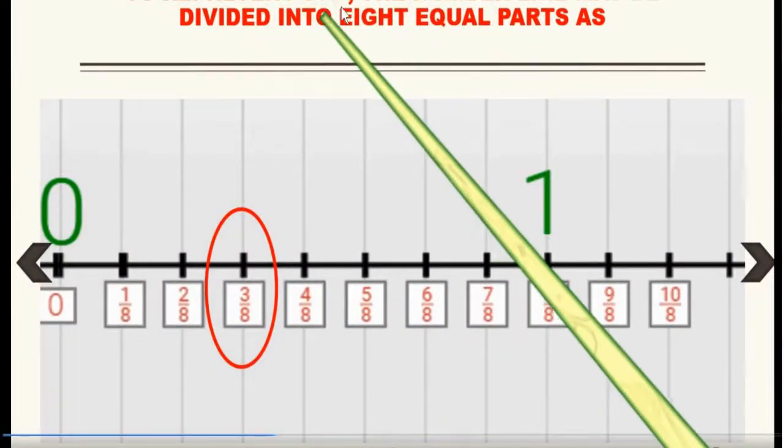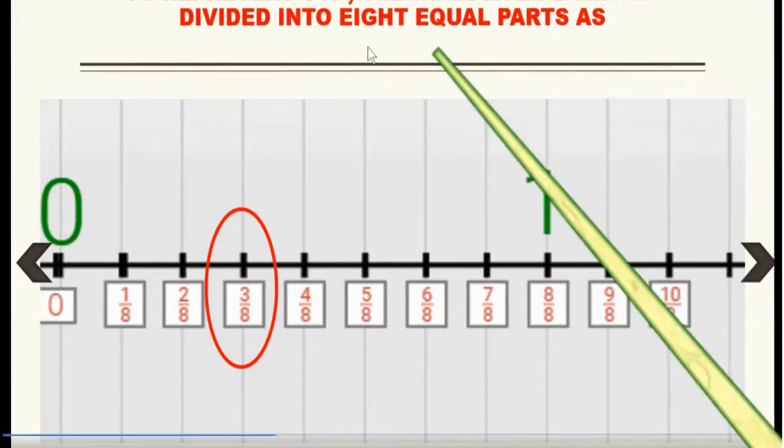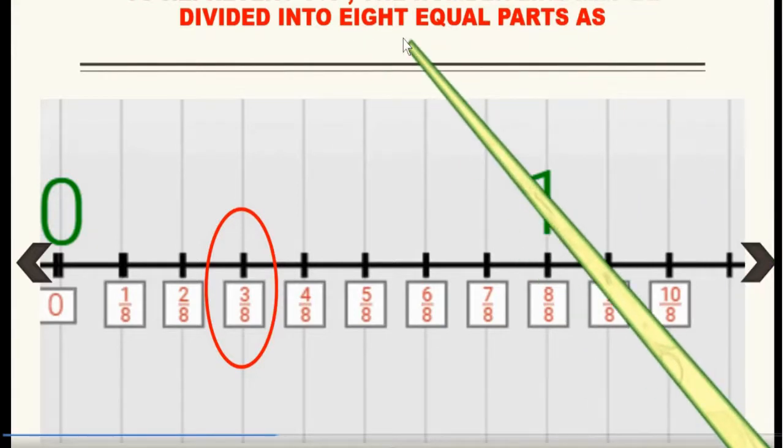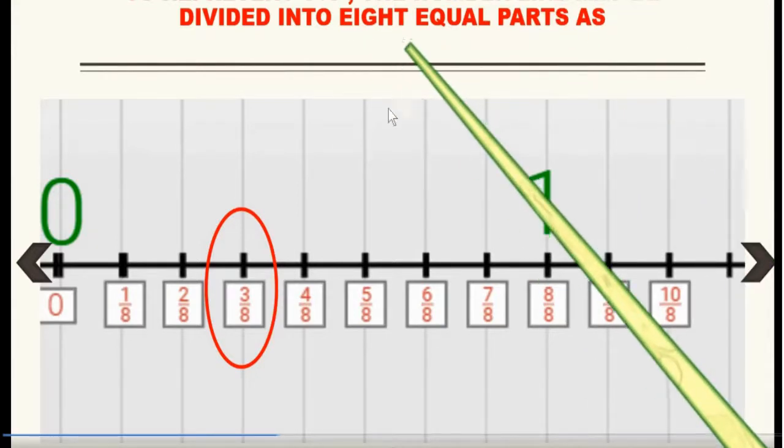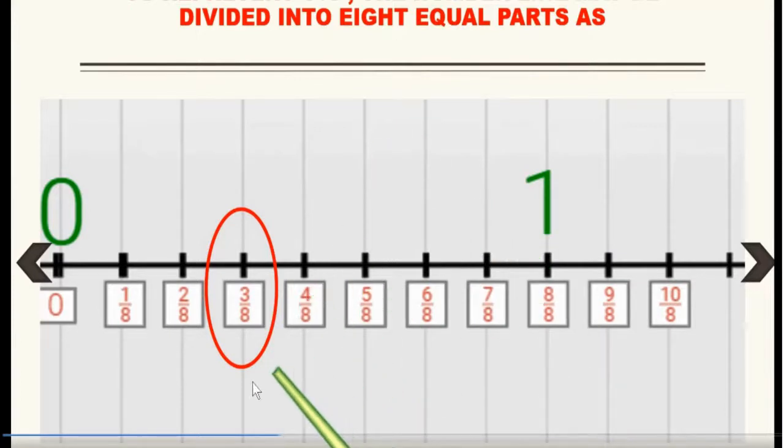To represent 3 by 8, the number line may be divided into 8 equal parts. Again, I will ask you 3 questions. The first question is, what does the fraction 3 by 8 represent? Is it a proper fraction? Is the numerator less than the denominator? If the numerator is less than the denominator, then where will the rational number lie?